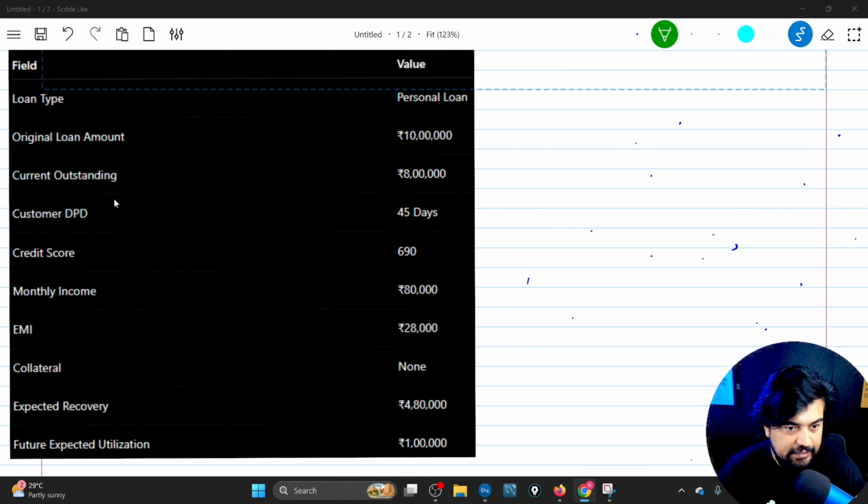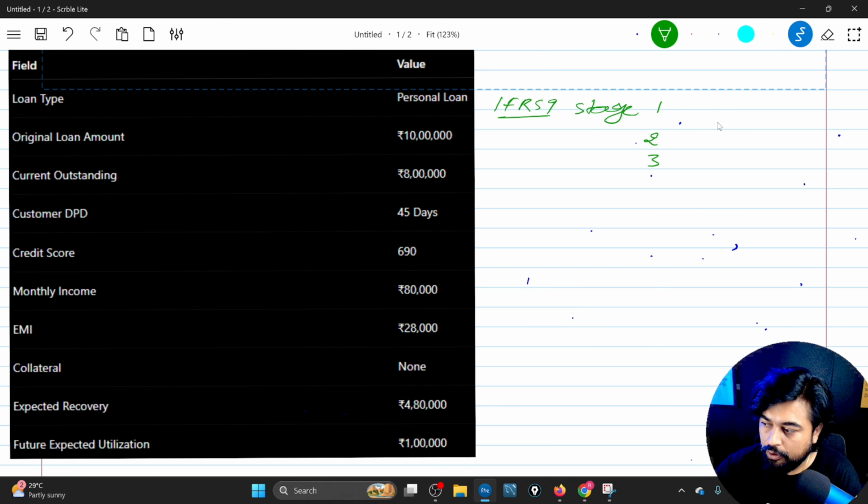So now in IFRS 9, we have 3 stages. Let's talk about all the 3 stages. The concept starts with stages. You have stage 1, stage 2, stage 3. Stage 1 is your normal customer, which are not either delinquent or defaulted, they are normal customers.